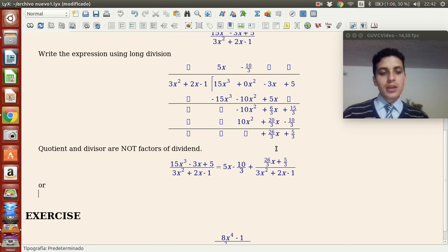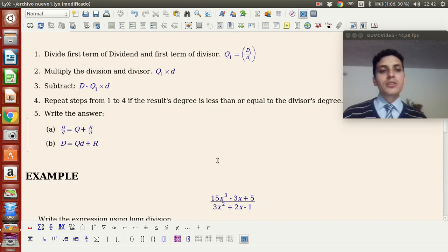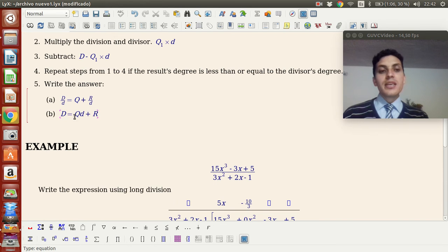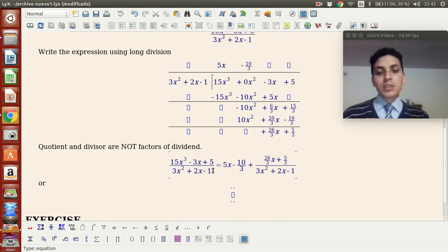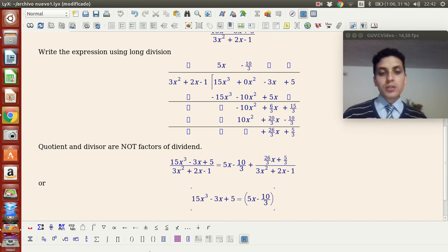And we're going to write the other way. The other way says dividend equals the product of quotient and divisor plus remainder. So dividend equals the product of quotient and divisor plus remainder.